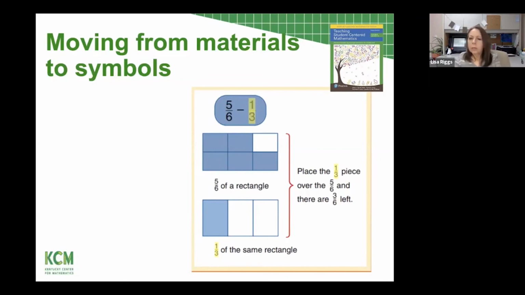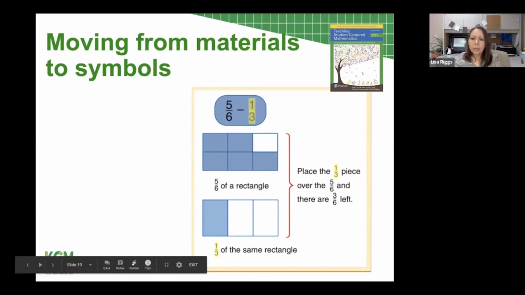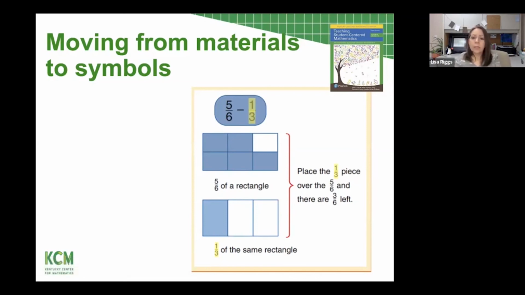So that 5/6 of a rectangle looks like this. 1/3 looks like this, and the holes are the same size. So if we place the 1/3 piece over the 5/6, then there are just 3/6 left.